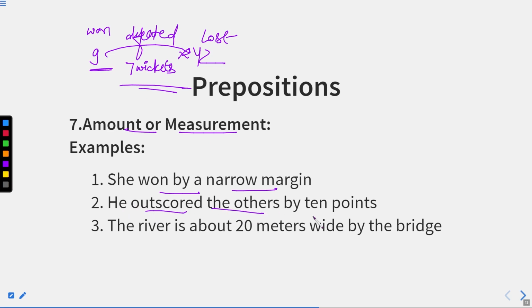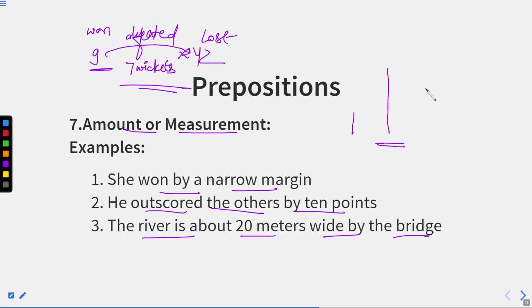He outscored the others by 10 points. The river is about 20 meters wide by the bridge. To show the measurement, to show the extension of something, we can use by. That is, something is superior or bigger than something by this particular margin. So we can use by to show that particular margin.